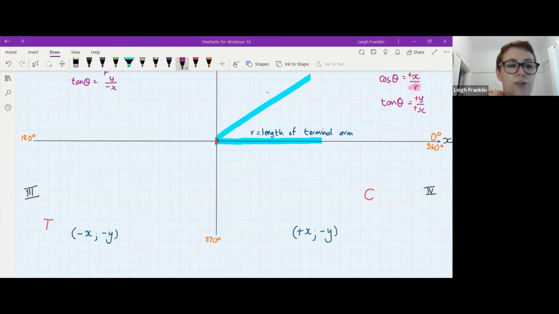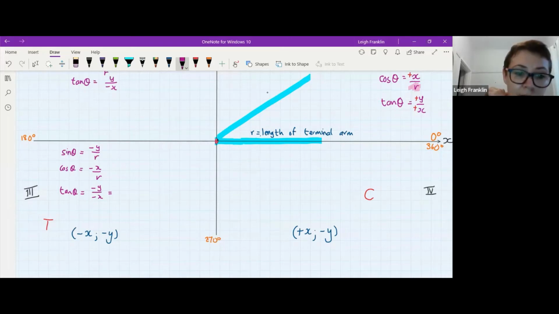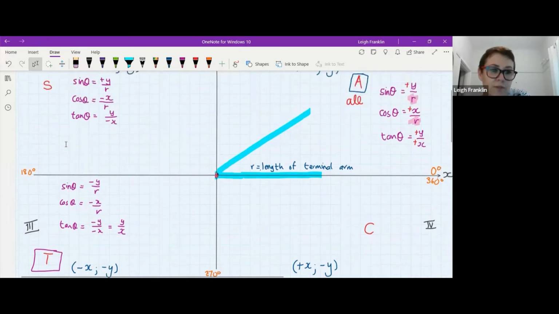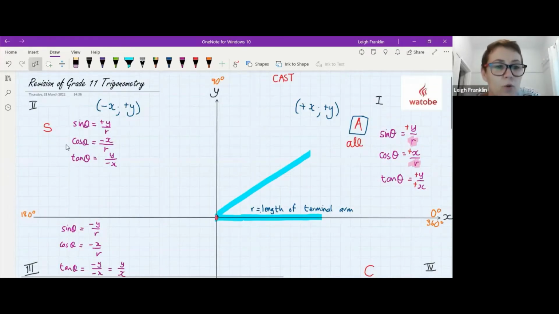All right, then we get into the third quadrant. And now we end up with sine theta is negative y over positive r, and cos theta is negative x over positive r, and tan theta is negative y over negative x. And we know that when we divide a negative with a negative, we end up with a positive answer. And that's why we've got the letter T in the third quadrant, because tan theta is the only ratio that is positive. I forgot to say it over here in quadrant number 2.